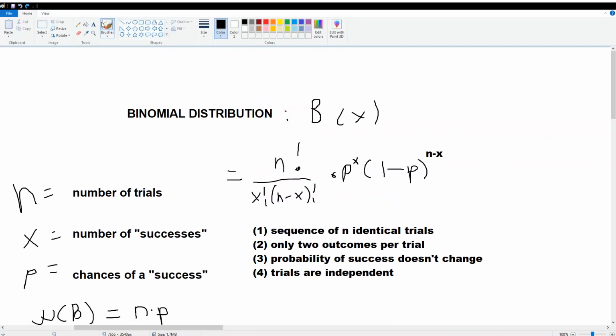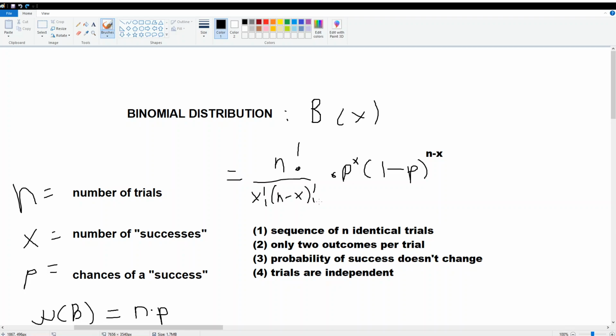So the binomial distribution we denote by b of x, b for binomial, and this is where the factorials come into play. So here we have n factorial, and our denominator is x factorial times the quantity n minus x factorial. In this case, n is the number of trials. X is the number of things that are successes.